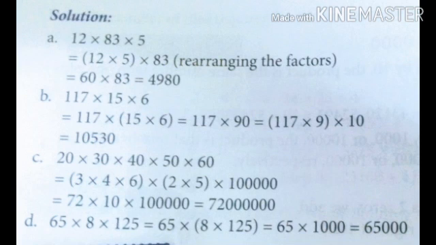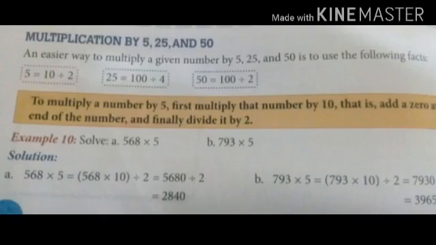Here in all the numbers we have zeros. So totally we have 5 zeros. Take those 5 zeros as 100,000 and take the remaining numbers into a group: 2 into 3 into 4 into 5 into 6 is 720. It gives the final product as 72000000. Given 65 into 8 into 125, it gives 65 into 1000, which is equal to 65,000.